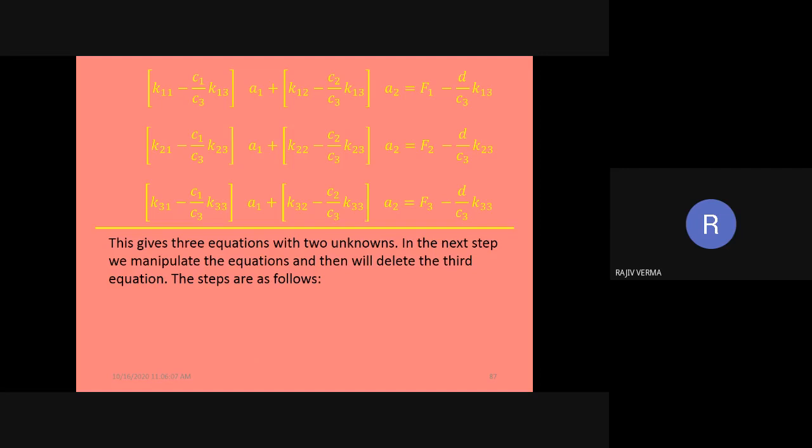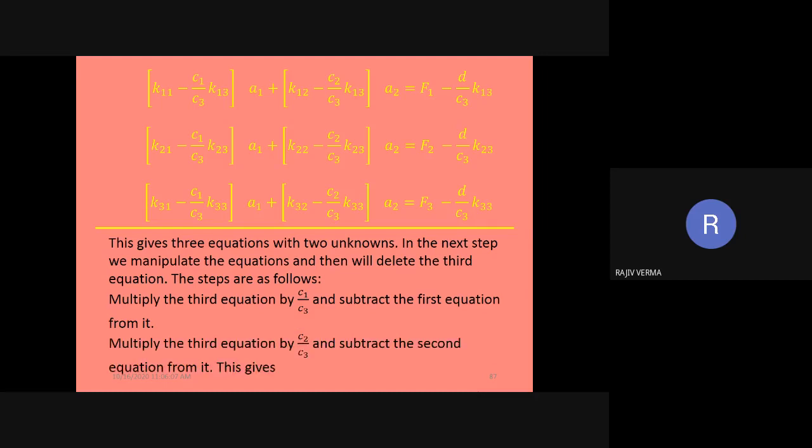The steps are as follows. So kindly read these steps carefully, because this is mathematics and mathematics cannot be explained in words. So the procedure which has to be followed is illustrated in terms of equations. Multiply the third equation by C1 by C3 and subtract the first equation from it. Similarly, multiply the third equation by C2 by C3 and subtract the second equation from it.